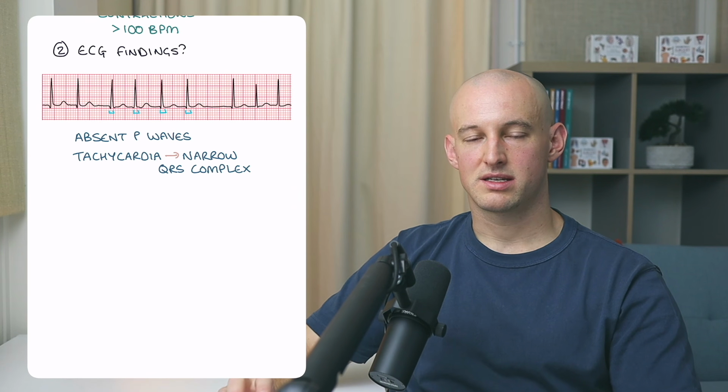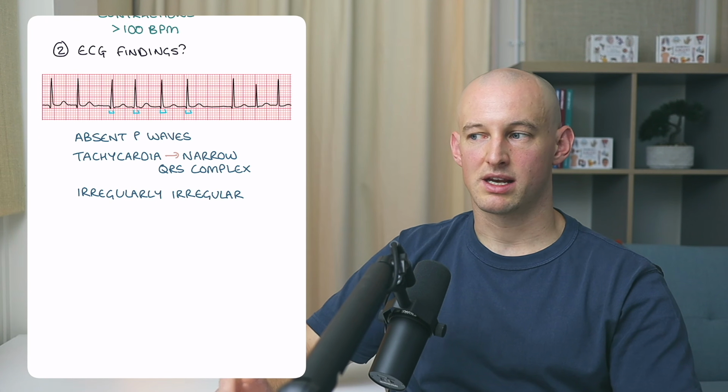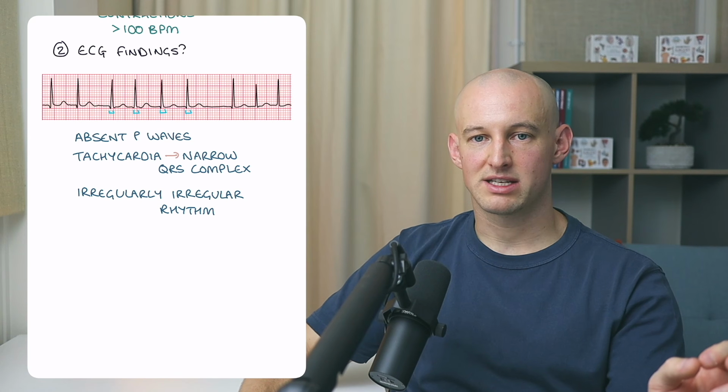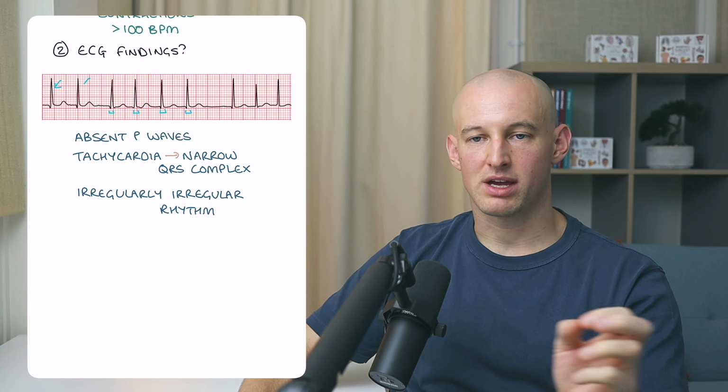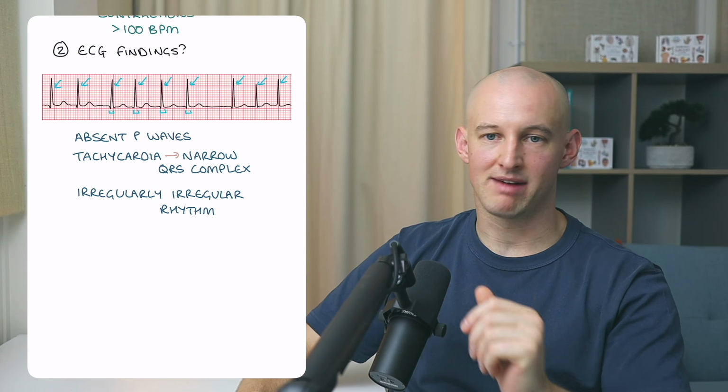And the third finding is an irregularly irregular ventricular rhythm. So these are QRS complexes that are occurring at random intervals. So they're not regular, they're just completely random.